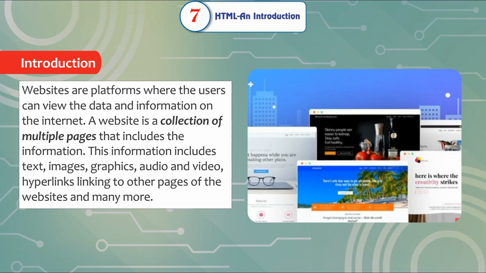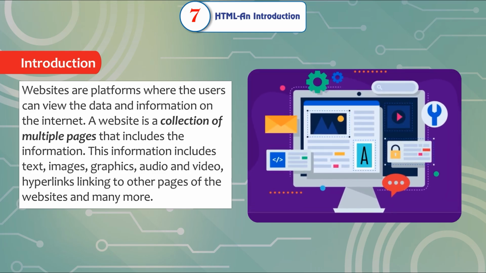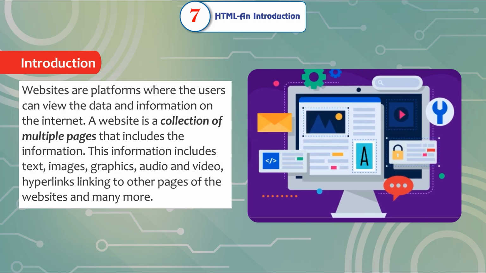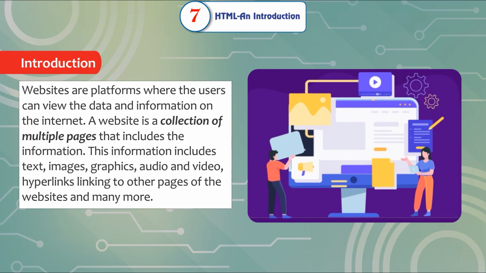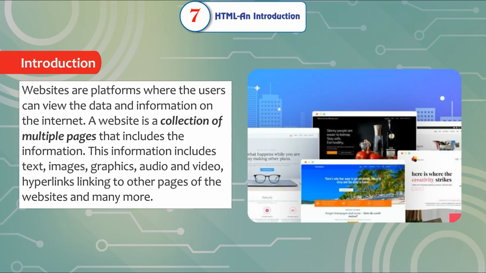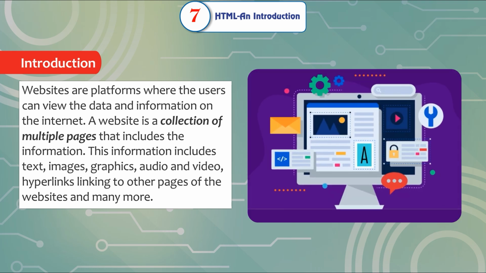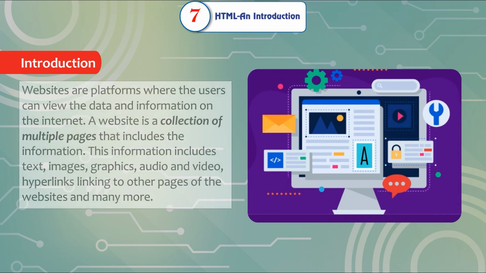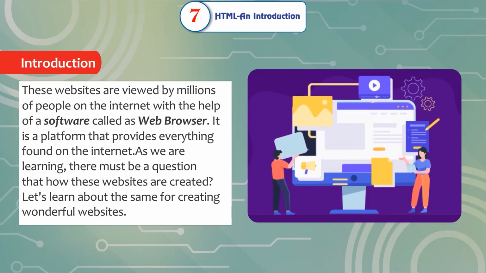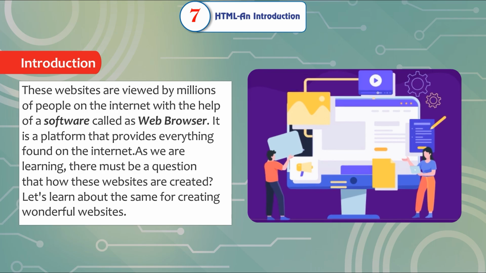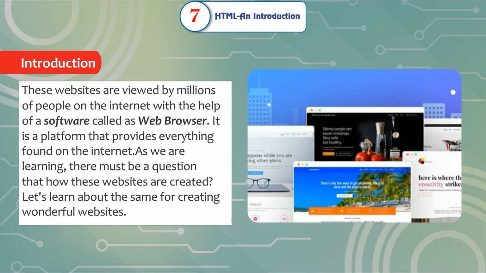Websites are platforms where the users can view the data and information on the Internet. A website is a collection of multiple pages that includes the information. This information includes text, images, graphics, audio and video, hyperlinks linking to other pages of the websites, and many more. These websites are viewed by millions of people on the Internet with the help of a software called a web browser. It is a platform that provides everything found on the Internet.